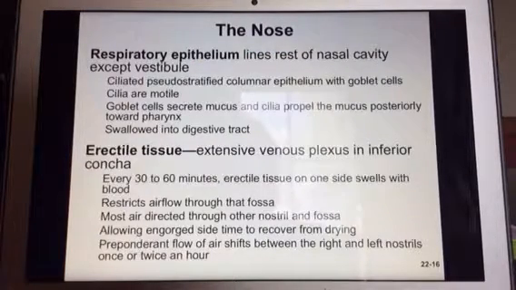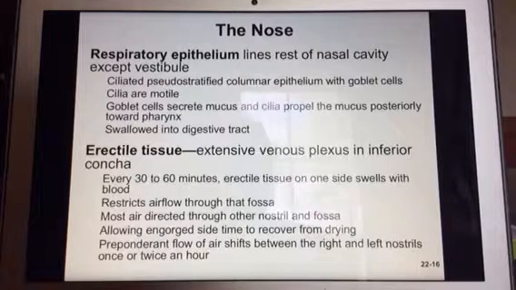Okay, except for the vestibule, the rest of the nasal cavity is lined with respiratory epithelium, and those cilia are moving, and the goblet cells within them secrete mucus, and the cilia propel the mucus backwards towards the pharynx, and eventually it is all swallowed into the digestive tract.